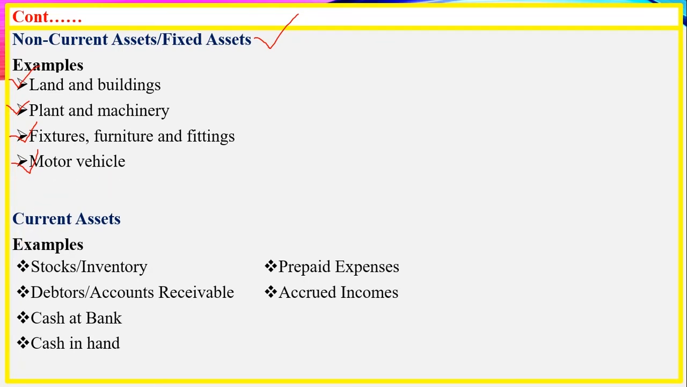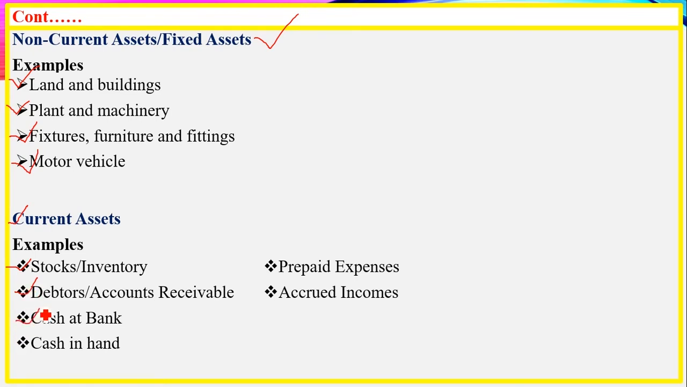On the other side, we have current assets. Current assets include something like stock, inventory. Stock is what you are dealing with, whatever you are selling. For example, maybe you are selling electronics. The electronics there are your stock, your inventory. Then we also have debtors or accounts receivable. These are the people whom you have given goods on credit. You are expecting payments from them. Those are your current assets.